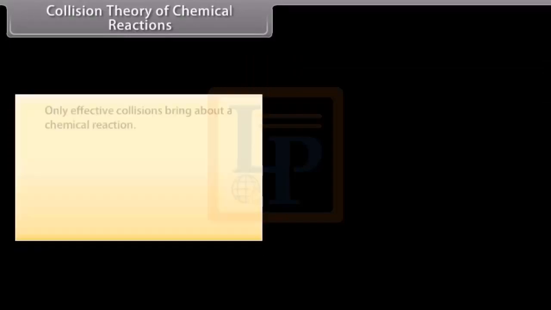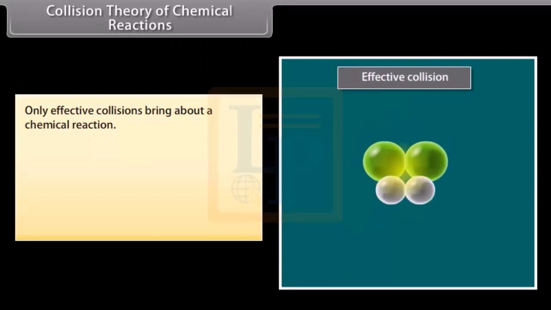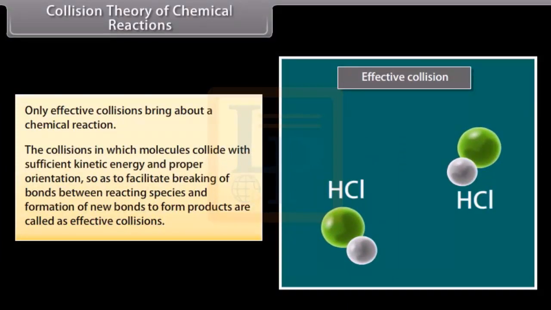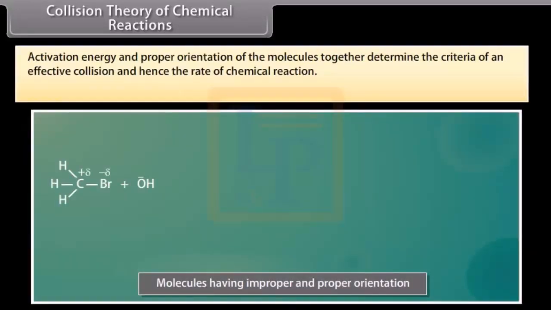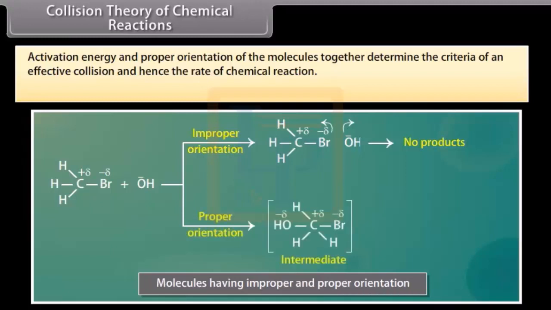Collision theory of chemical reactions. Only effective collisions bring about a chemical reaction. The collisions in which molecules collide with sufficient kinetic energy and proper orientation so as to facilitate breaking of bonds between reacting species and formation of new bonds to form products are called as effective collisions. Activation energy and proper orientation of the molecules together determine the criteria of an effective collision and hence the rate of chemical reaction.